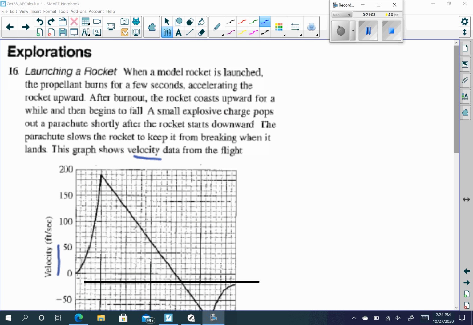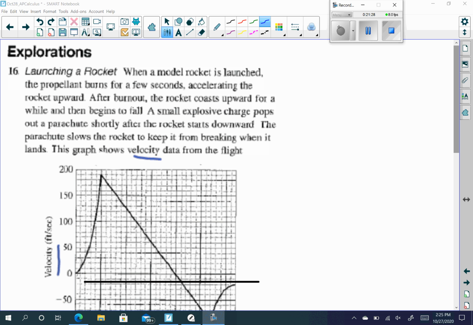All right, so just reading a little bit about this, it describes launching a rocket. When a model rocket is launched, the propellant burns for a few seconds, accelerating the rocket upward. After burnout, the rocket coasts upward for a while, then begins to fall. A small explosive charge pops out a parachute shortly after the rocket starts downward. The parachute slows the rocket to keep it from breaking when it lands.